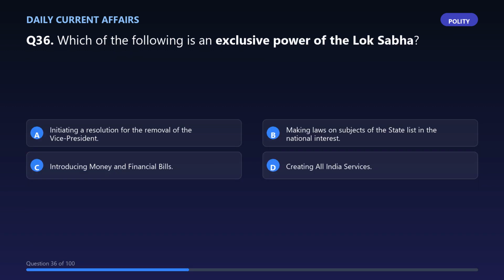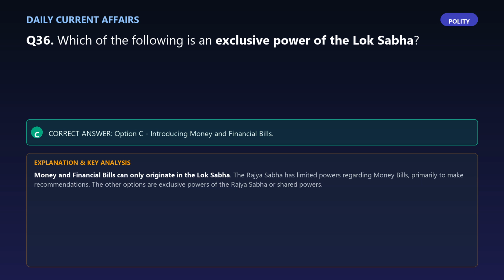Question 36. Which of the following is an exclusive power of the Lok Sabha? The correct answer is option C, introducing money and financial bills. Explanation. Money and financial bills can only originate in the Lok Sabha. The Rajya Sabha has limited powers regarding money bills, primarily to make recommendations. The other options are exclusive powers of the Rajya Sabha or shared powers.